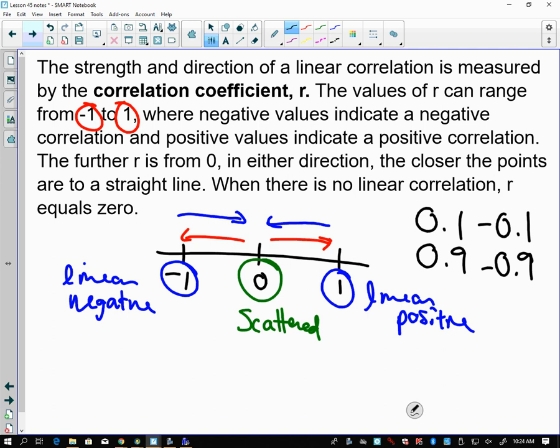Does this make sense? Because students struggle with this. The moment that you see 1, students tend to think linear, because 1 and -1. But with that 0 in front of it, 0.1 is actually a really small number. Which is bigger, 0.1 or 0.9?